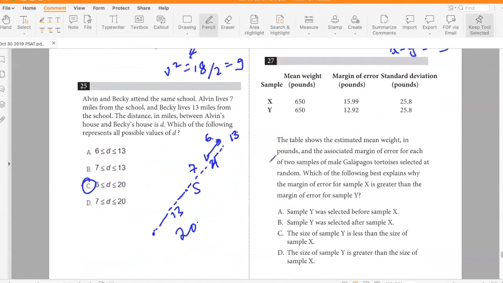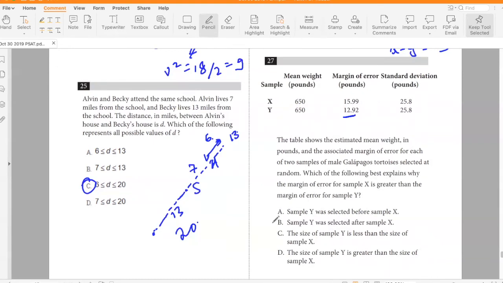The table shows the estimated mean weight in pounds and the associated margin of error for each of 2 samples of male Galapagos tortoises selected at random. Which of the following best explains why the margin of error for sample X is greater than the margin of error for sample Y? So margin of error is related to sample size, right?